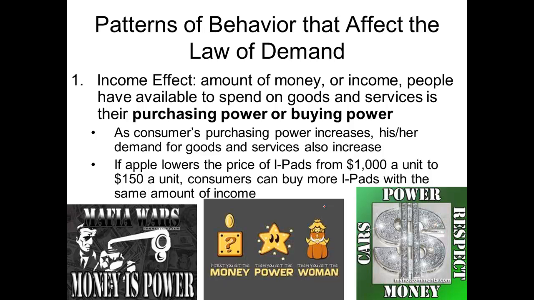There are certain things that influence, that affect the law of demand. And these patterns of behavior, there's 3 of them that we're going to talk about. One is the income effect. The income effect is basically the amount of money or income people have available to spend on goods and services. In other words, it's their purchasing power or buying power. This is pretty straightforward. As consumers' purchasing power increases, their demand for goods and services also will increase.